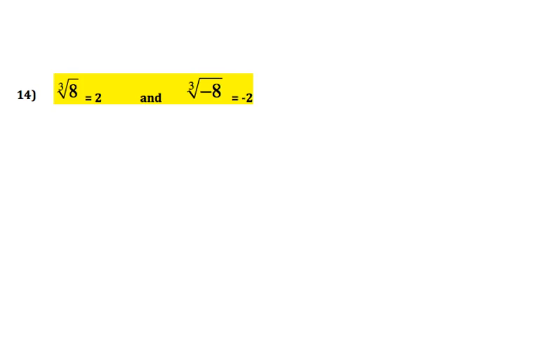Now, 14. We have the cube root of 8, which is 2, because 2 times 2 times 2 is 8. And the cube root of negative 8 would be negative 2, because we have negative 2 times negative 2 times negative 2. Multiplying these together, negative 2 times negative 2 would give us a positive 4. And if we multiply that by negative 2, we end up with negative 8.